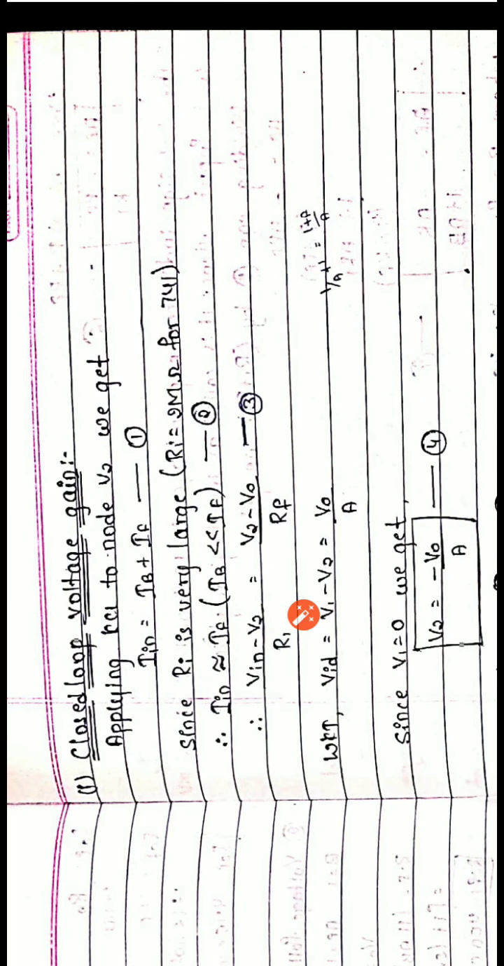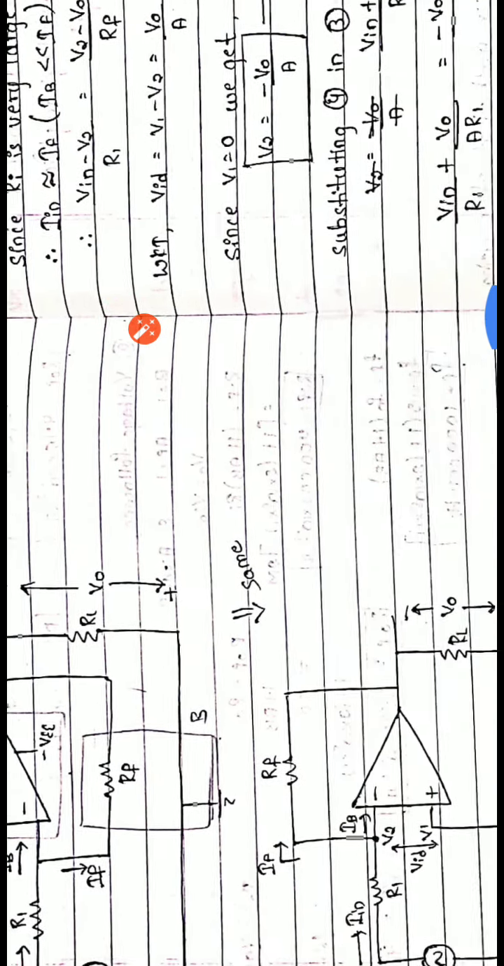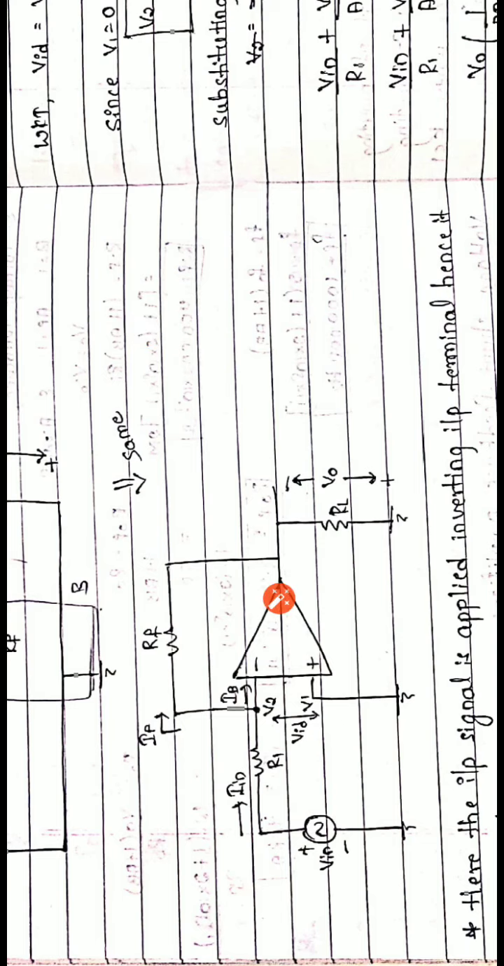Now look at the closed loop voltage gain. What are we going to do here? Applying the KCL to node V2 we get. So this is a node V2 here. So here this is a node V2. Here applying the KCL for this.